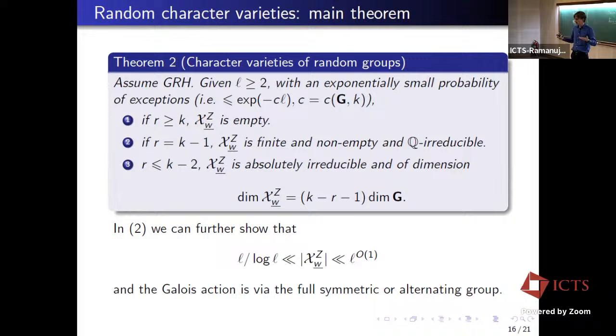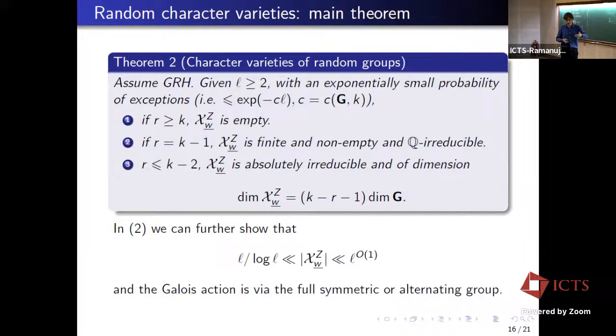And Lang-Weil tells us that to understand the number of irreducible components of an algebraic variety, it's enough to be able to count how many F_p points I have. Okay. And counting the number of points will also tell me the dimension of the variety.